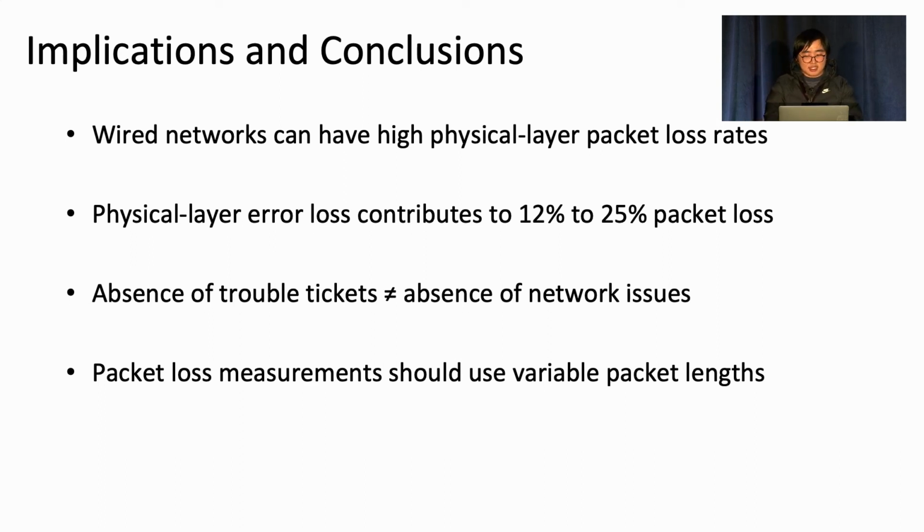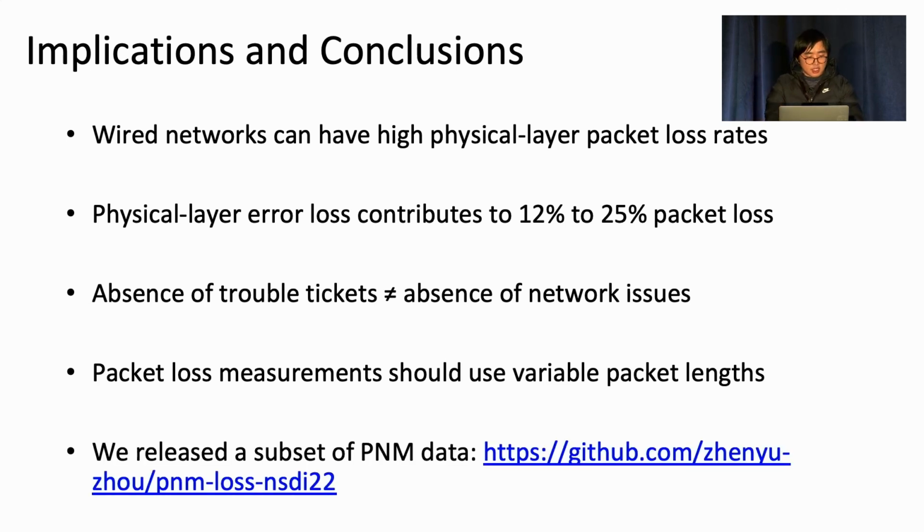Finally, projects that measure packet loss rates in cable broadband networks should use different packet lengths, since packets with different lengths may be encoded into different numbers and types of codewords and experience different physical layer packet loss. So we will release a subset of the PM data via this Git repo. If you have interest in this dataset, please feel free to check it out.